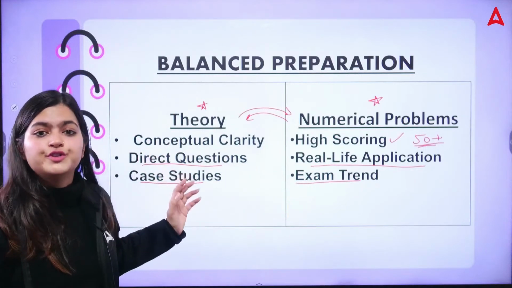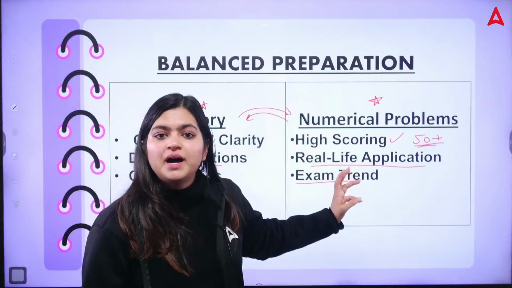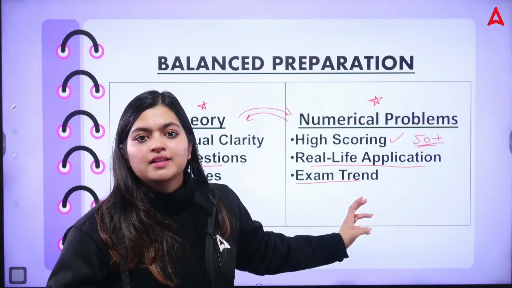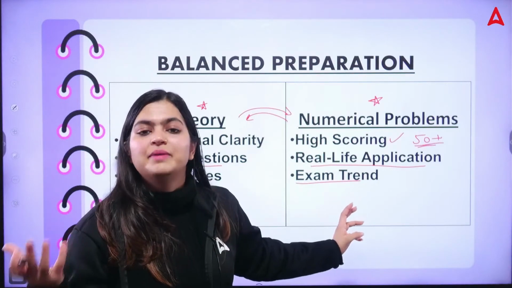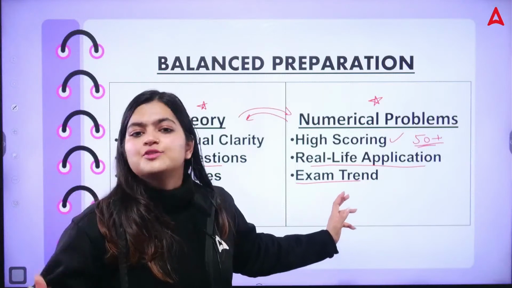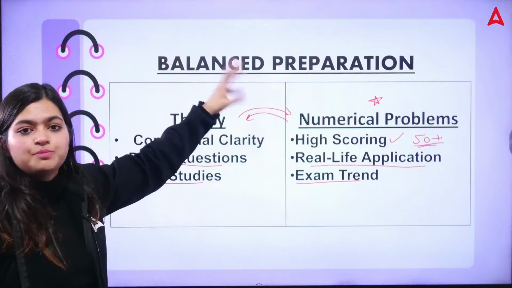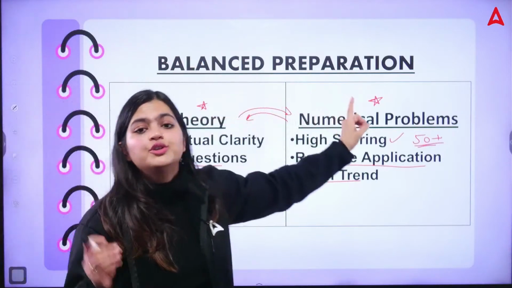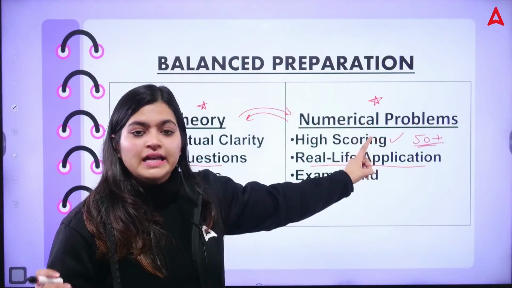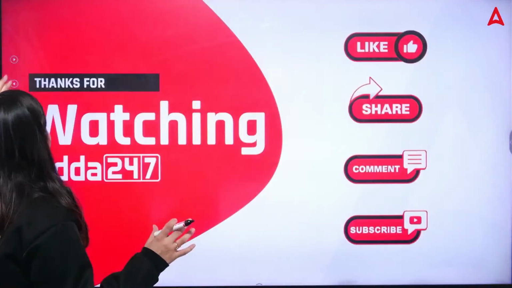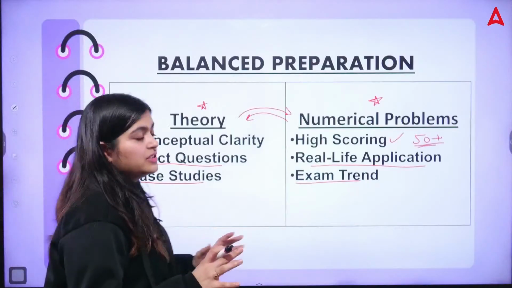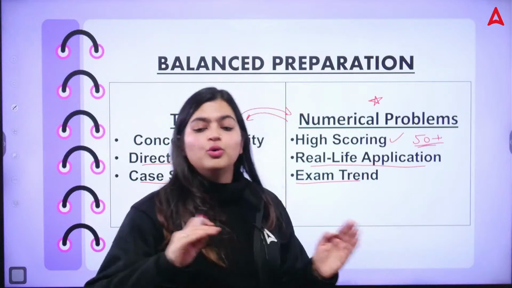Work through revision. If you are weak in this numerical part, practice. That is why we say practice makes a man perfect. Practice as much as you can. Okay? So that is what you need to do. You need to do balanced preparation, your theory as well as your numerical problems. Understand this point that clearing 50 marks is not that easy. You need to prepare both sides.